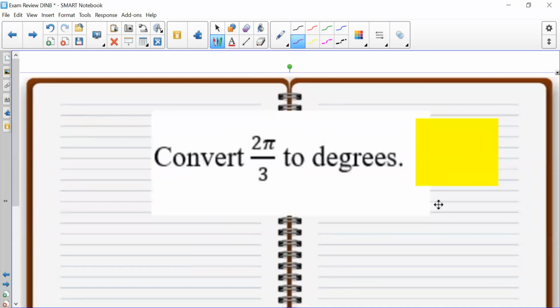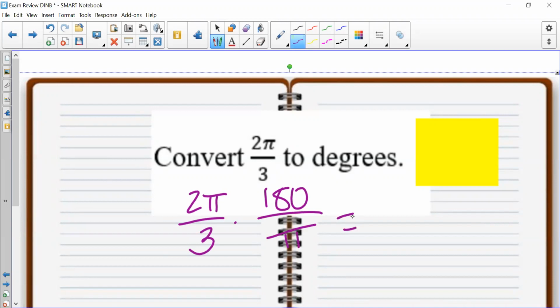All right, now we're converting from radians to degrees. When we do that, we now multiply by 180 on top and pi on bottom. What happens is these pi's will cancel, right? Pi divided by pi goes away.